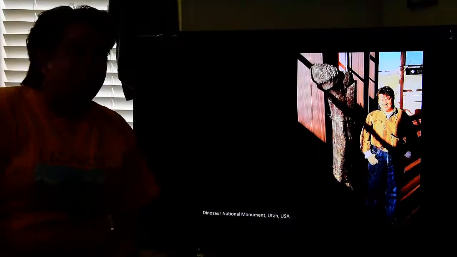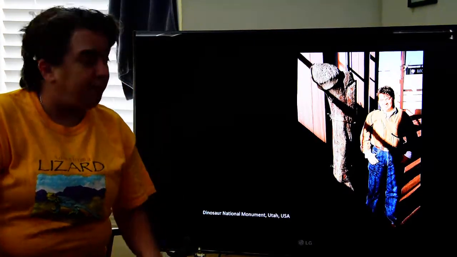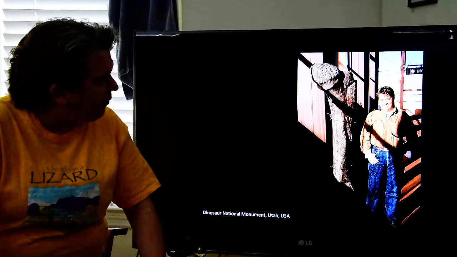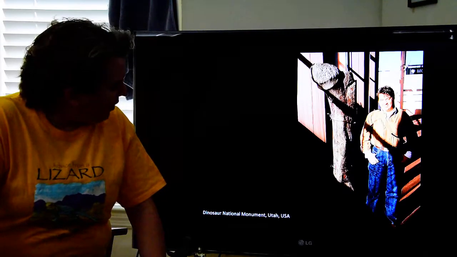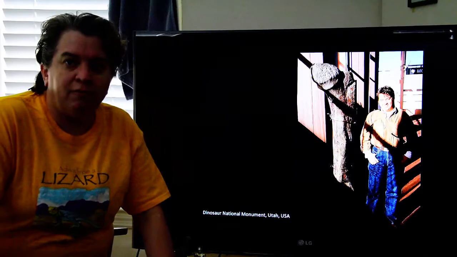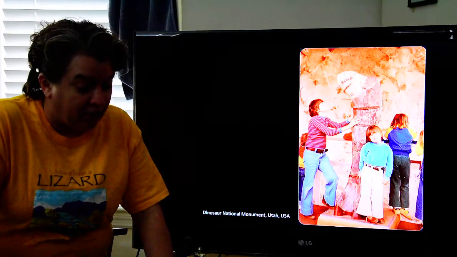So that brings me to the random picture of the day. And today, you're lucky, you get two of them. That is me standing next to a big sauropod leg bone at Dinosaur National Monument in Utah. That was not the first time I had visited there. I actually visited there, well, I think you can figure out the time period.